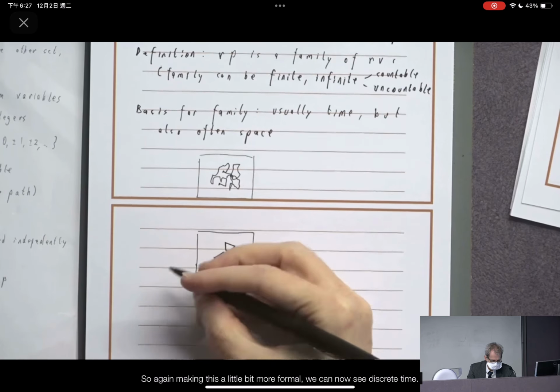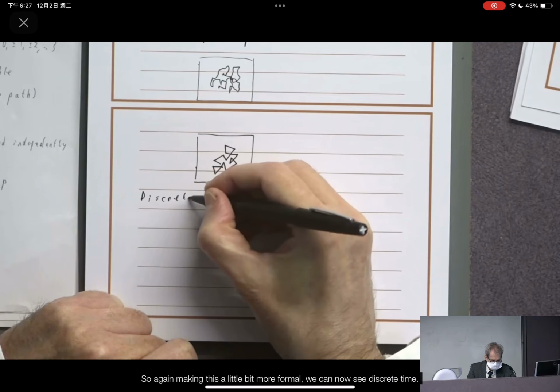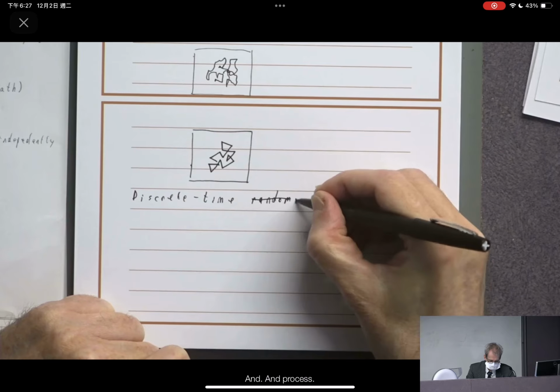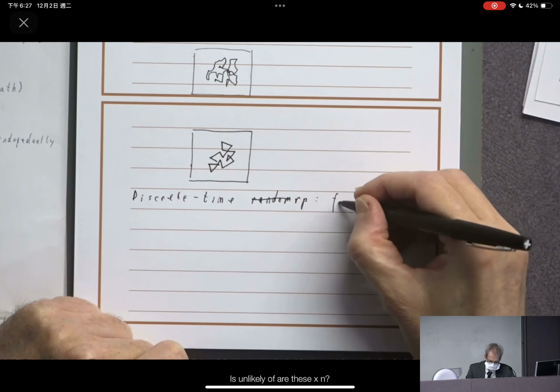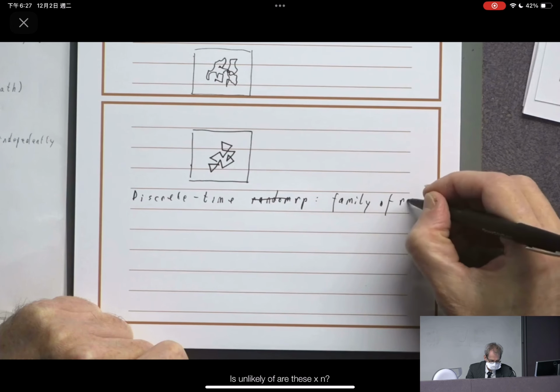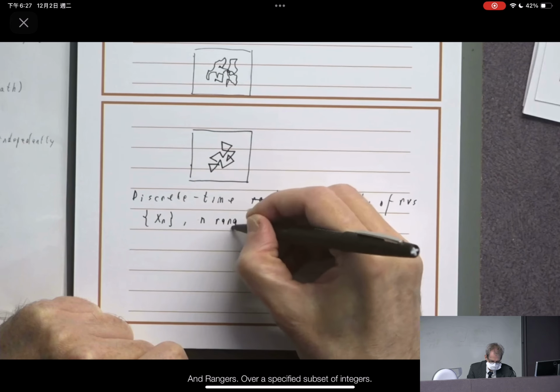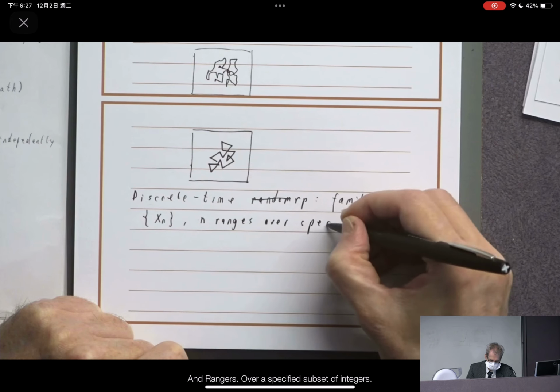So again, making this a little bit more formal, we can now say a discrete time random process is a family of RVs X_n, where n ranges over a specified subset of integers.